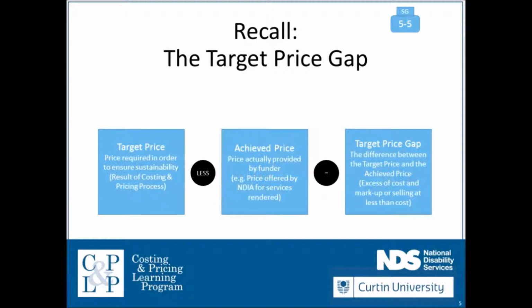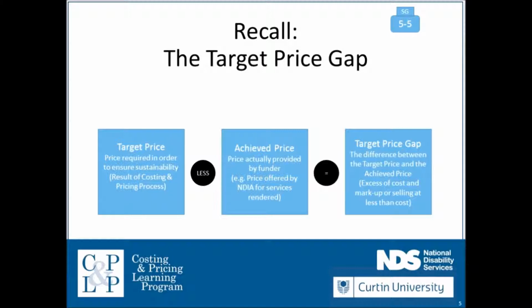If the target price gap is negative, and for the reasons I've just mentioned it is most likely to be, then you need to examine the impact of this on your organisation and determine the best way to remedy it. So always looking to reduce that target price gap.